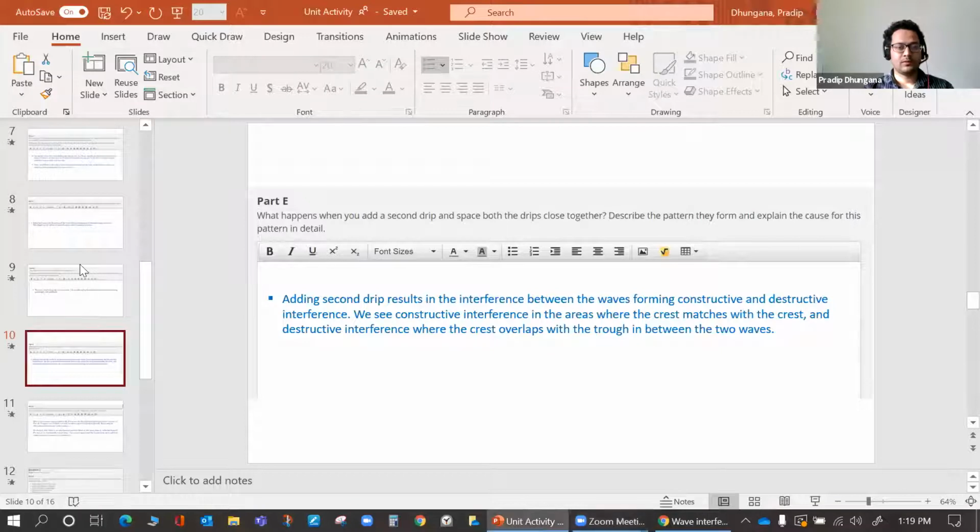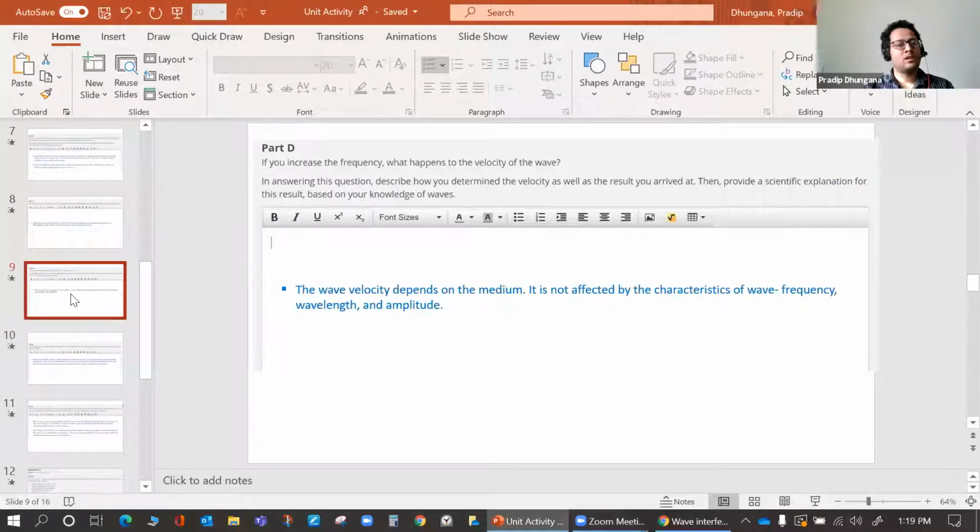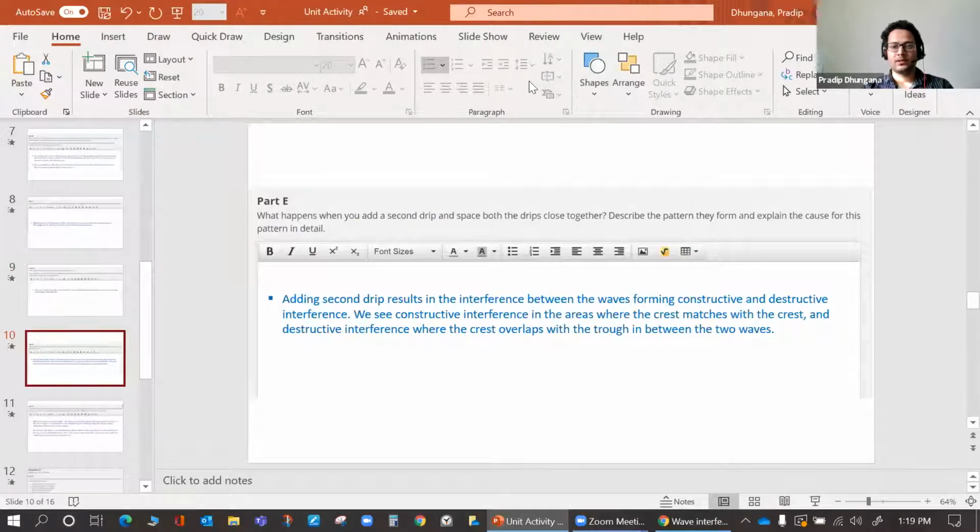Sorry, somebody asked me a question about part D again. The wave velocity depends on the medium. The question is, if you increase the frequency, what happens to the velocity of the wave? The velocity of the wave does not change, because it does not depend upon the characteristics of the wave, that is frequency, wavelength, and amplitude. Okay, that is all about part D. Did I answer your question?